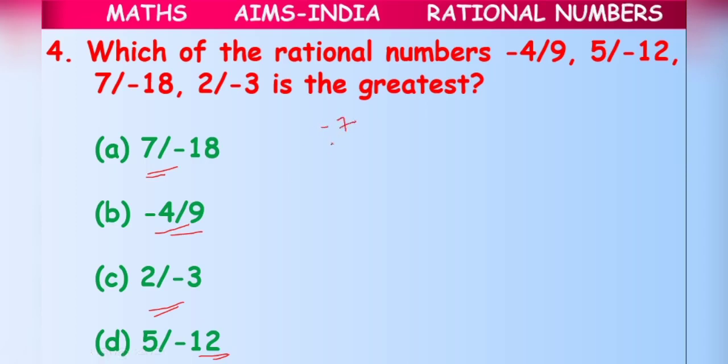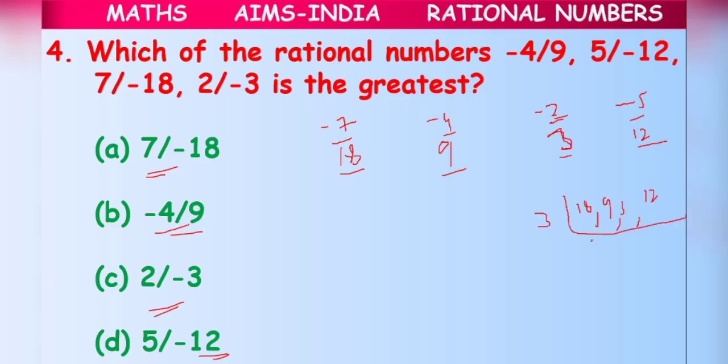Minus we will write for the numerator. Minus 7 by 18. Minus 4 by 9, second fraction. Minus 2 by 3, third fraction. Minus 5 by 12, fourth fraction. What is the LCM, children, for 18, 9, 3, 12?